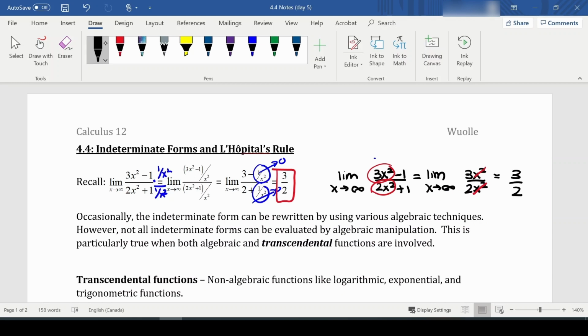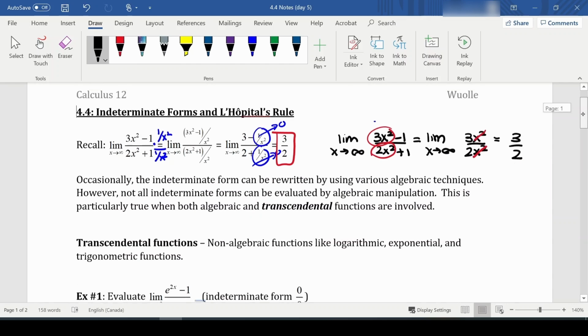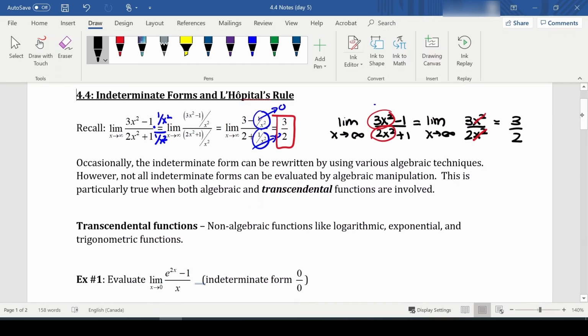Either method is fine with me, but if you're taking an official calculus course at post-secondary, they may expect you to do this first method, multiplying by 1 over x squared over 1 over x squared. Now, the indeterminate form can be rewritten using various algebraic techniques. So when I plug infinity in, what I really get is infinity over infinity, but that doesn't really work. Now, not all indeterminate forms can be evaluated by algebraic manipulation like what we just did.